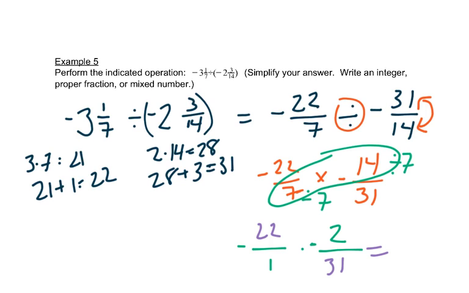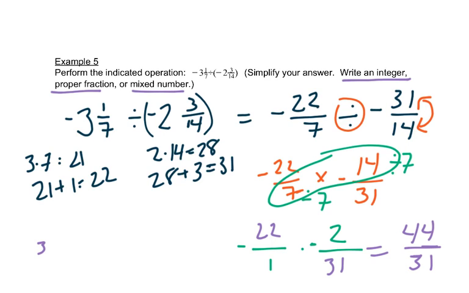I'll multiply straight across. Negative 22 times a negative 2 is positive 44 over 31. Now it tells us that we want to write our answer as an integer, proper fraction, or mixed number. This is not an integer. An integer just means a regular number. It's not a proper fraction. It's improper. So we need to write that as a mixed number.